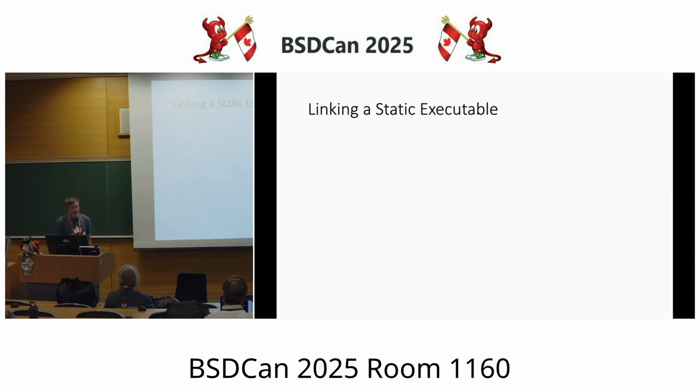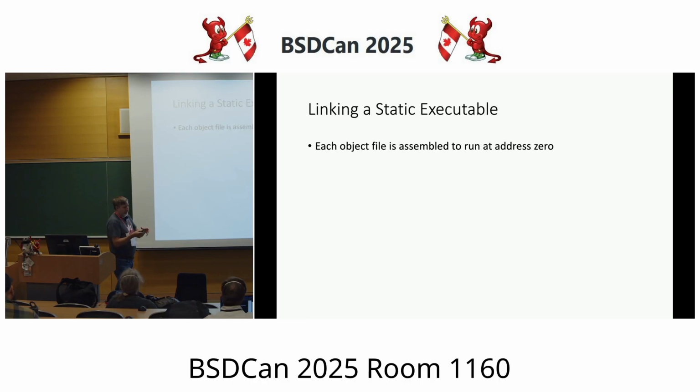So let's talk a little bit more about the simpler and earlier case, because this stuff has also evolved over time, which is linking a static executable. Object files are effectively all created as if they were going to run at address 0. They have relative addresses of other things defined in the same object file that all assume a base address of 0. So if you have multiple functions, maybe the first one is at address 0, and the next one is at address whatever the first function's size was.